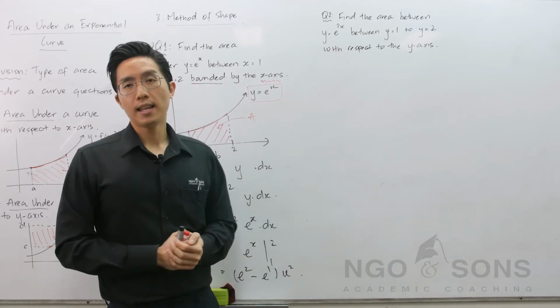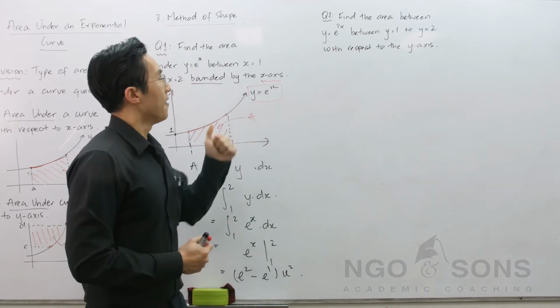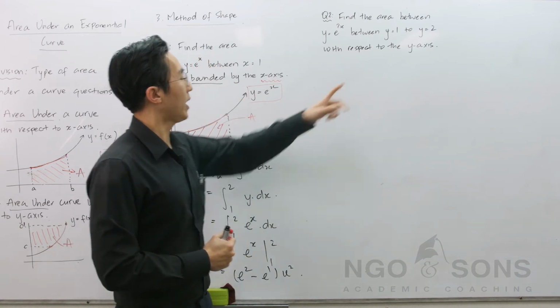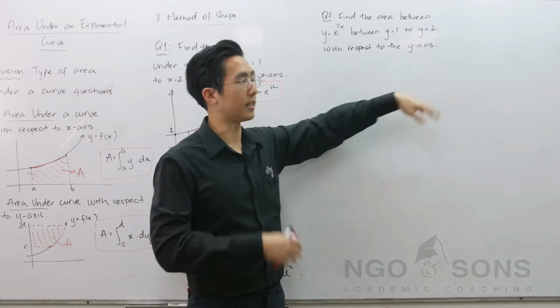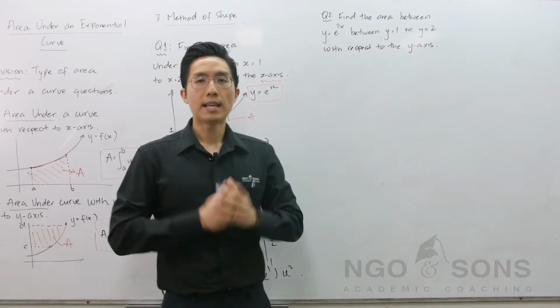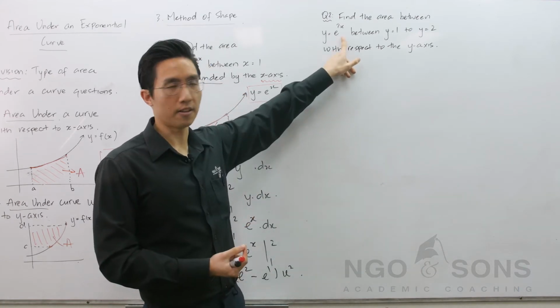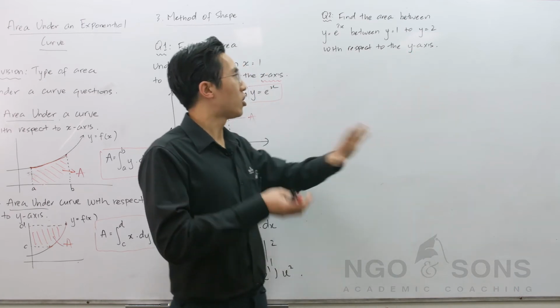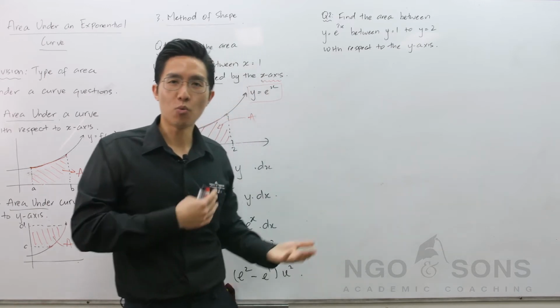Now, let's have a look here in question number 2 and see the difference between them. Let's read. Find the area between y equals e^x between y is equal to 1, y is equal to 2 with respect to the y-axis. So clearly there is a difference immediately. The difference isn't the curve. The difference is that it's with respect to the y-axis. So let's see what this difference causes in your working out.